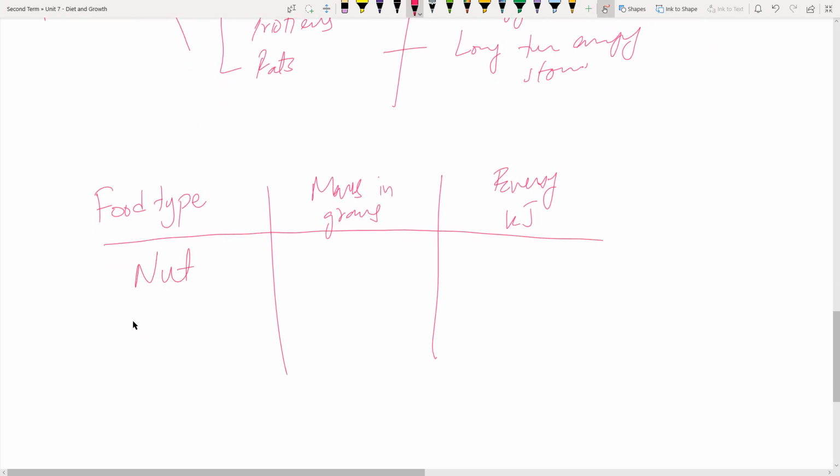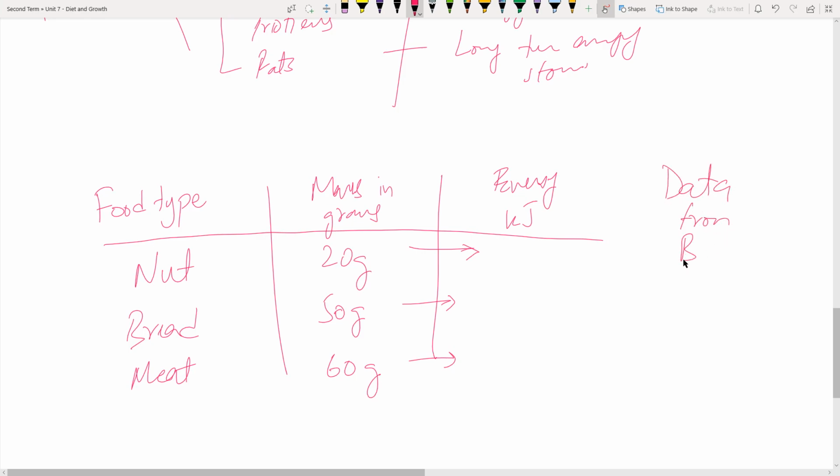For example, nuts, bread, and then we have meat. So meat is going to be, mass in grams, let's say it's 60 grams. Bread is 50 grams, and nuts, let's say 20 grams. So how much energy is each giving? These are not the real values, I'm just using arbitrary values over here. You can check the data from the book.